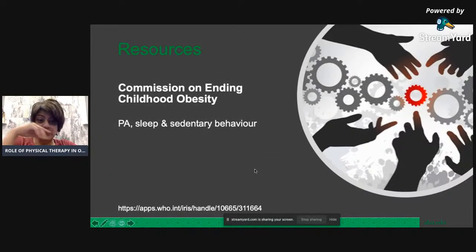And lastly, the WHO also recently published the Commission on Ending Childhood Obesity. And what they look at here is how to increase physical activity, how to improve sleep for these children, and how to decrease sedentary behavior. And this document can be found at this link here.